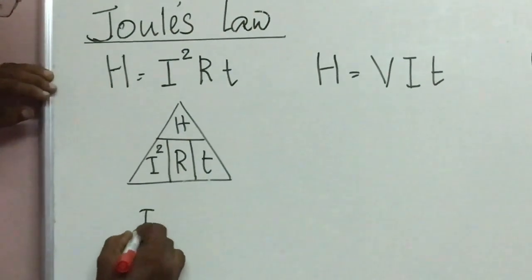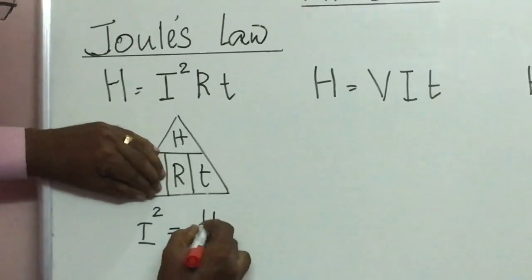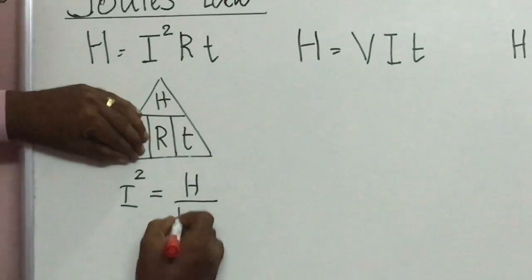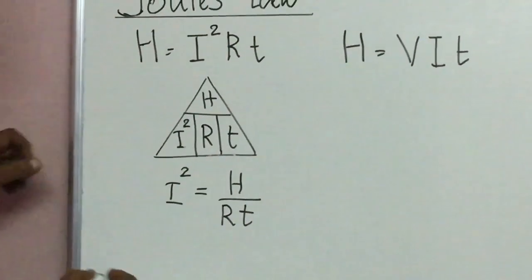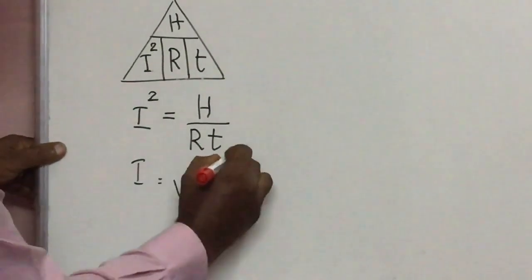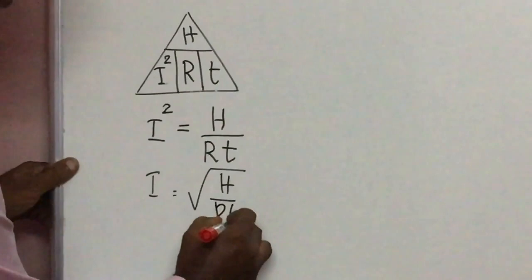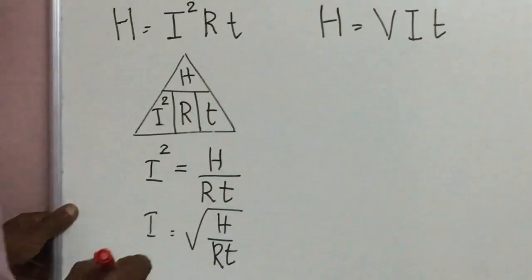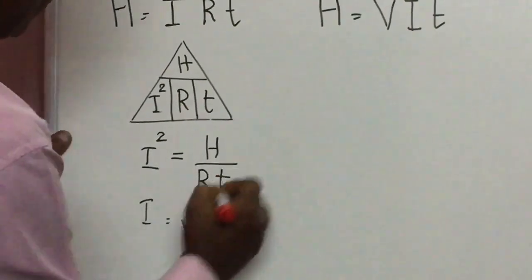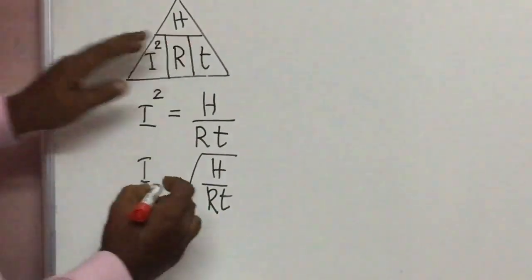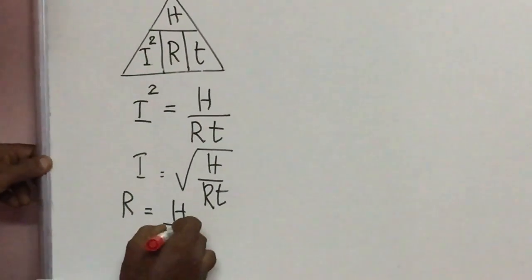That I we won't get directly, we are getting it as I square is equal to H divided by R and T in the denominator, H by RT. From this we can easily calculate I, which is nothing but the square root of H by RT. Now, if you want R, you can cover R. So R is equal to H by the rest, I square and T, I square T.